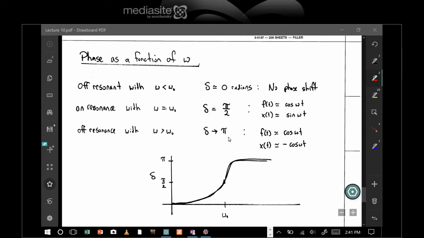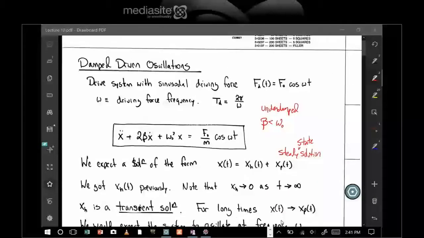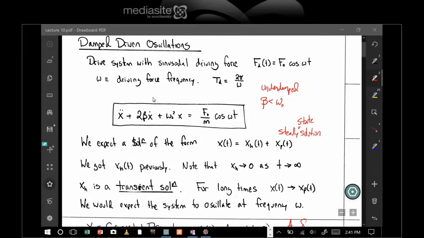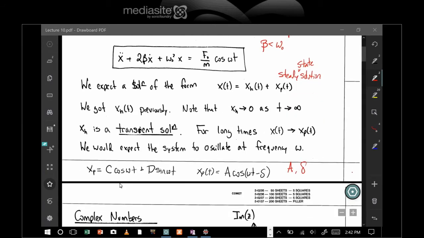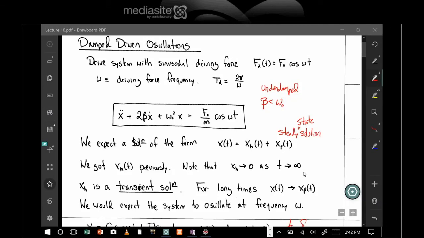Okay, so that's it. We're going to do a lot more with that. We're going to look at power and stuff like that. Anyhow, to summarize, we've looked at a damped-driven oscillator. We've solved this differential equation. There's going to be a transient solution given by this, and a steady-state solution. Really, we're interested in the steady-state solution, which looks like A cosine of omega t minus delta. We got functions of A and delta as a function of drive frequency, and we talked about how the system oscillates under that particular drive frequency.